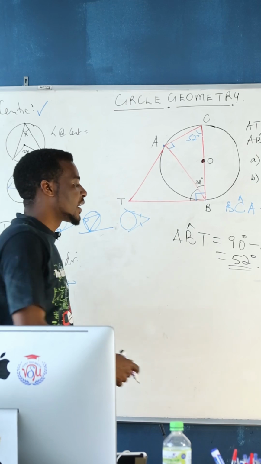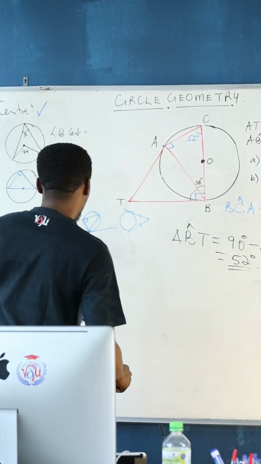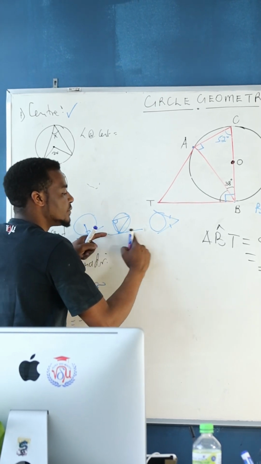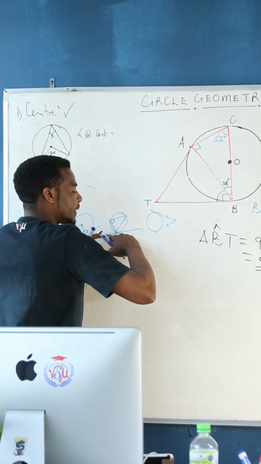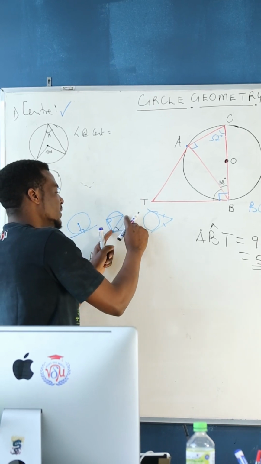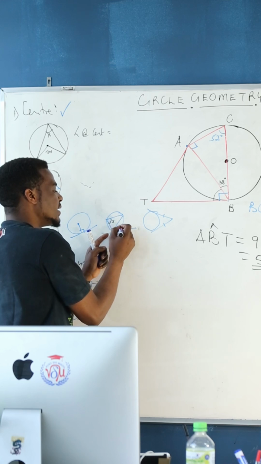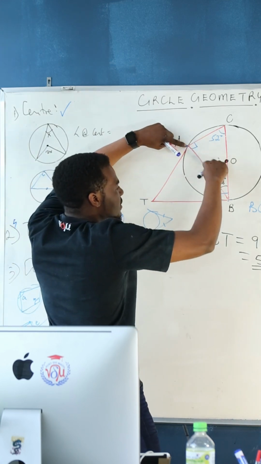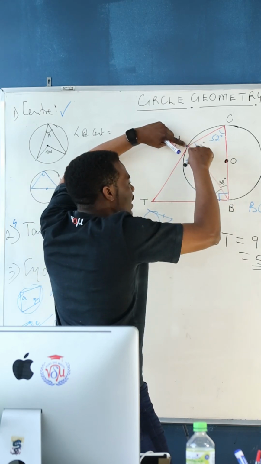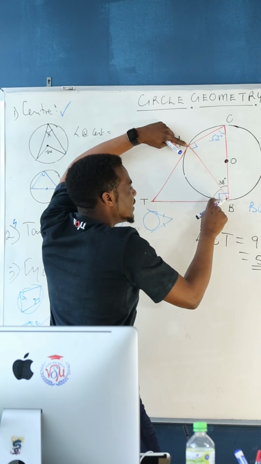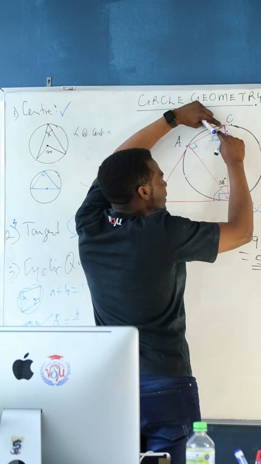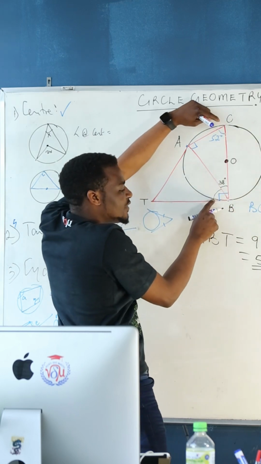We could have calculated this angle using the tan chord theorem. Remember, the tan chord theorem specifies that the angle between a tangent and a chord is equal to the angle subtended by that chord in the alternate segment. So if you look at this chord and this tangent, the angle between this tangent and this chord is this one that we are calculating, right? It's equal to the angle subtended by this chord in the alternate segment. So if this angle is 52, this angle is 52.